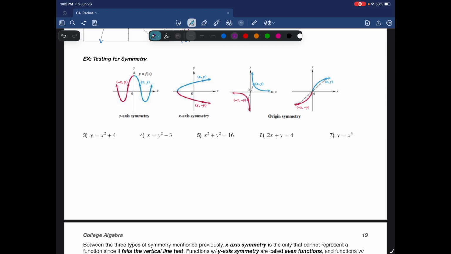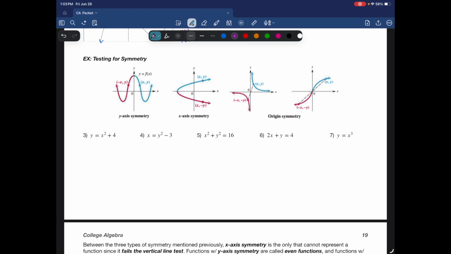And then if I can fold it across the origin, you can think of it as one fold over the origin, or you can think of it as 2 folds, one over the x, one over the y, and then it falls back on itself. Then that is origin symmetry. You can also think of it as rotating 180 degrees. All right, so this first one is an example of y-axis symmetry. The second one is an example of x-axis symmetry, and then the last two are examples of origin symmetry.